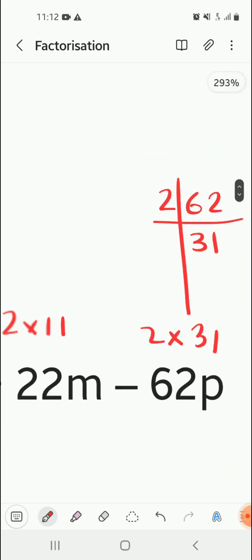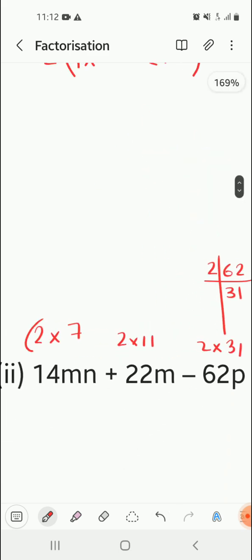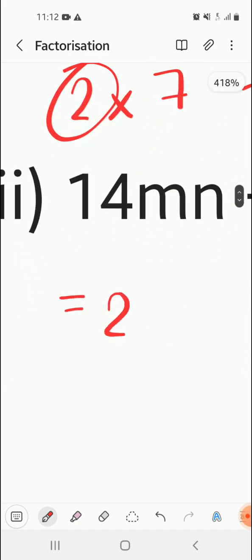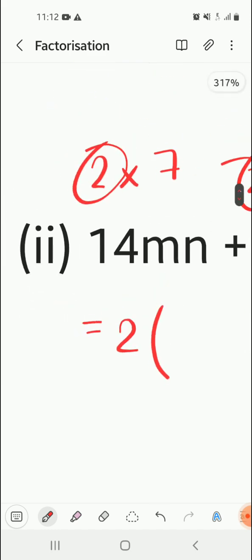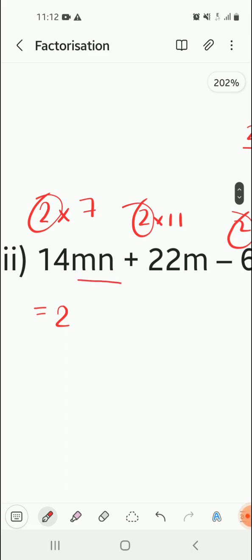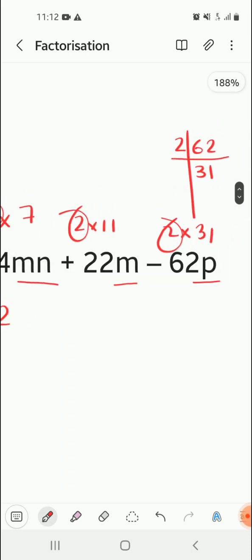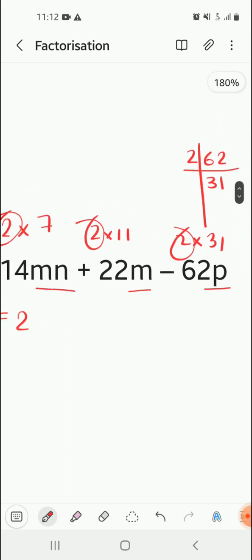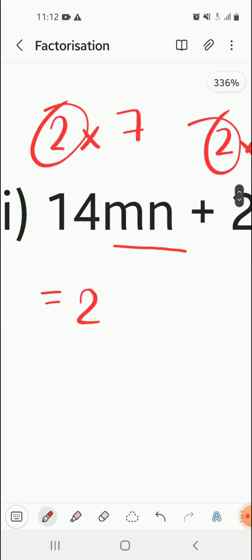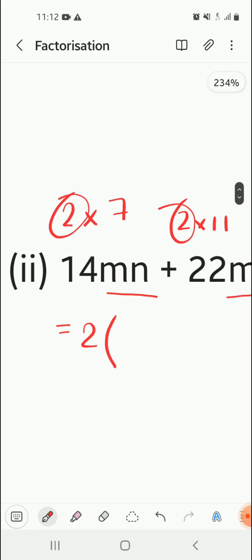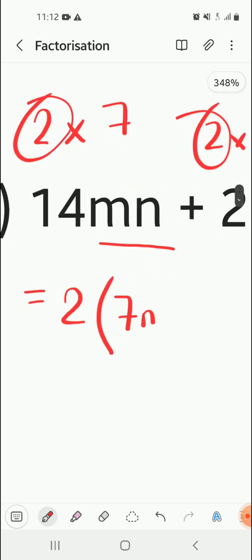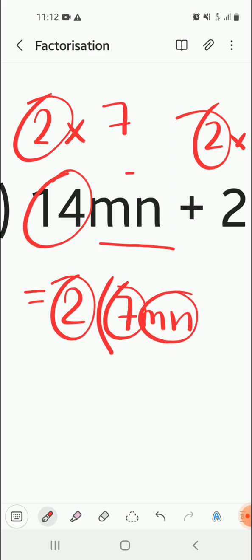So what is common in all of these is 2. See, 2, 2 and 2. So we are going to insert this HCF over here. Now in the first case, see n, here there is only m and here there is only p. That means all the expressions do not have anything in common. So we are going to simply write 2 outside the bracket and whatever we are left with, 7mn. So you can see 2 into 7 becomes 14 and mn. So 14mn.